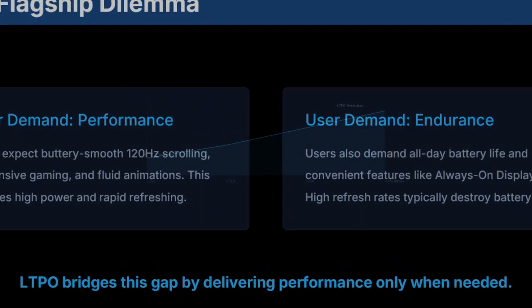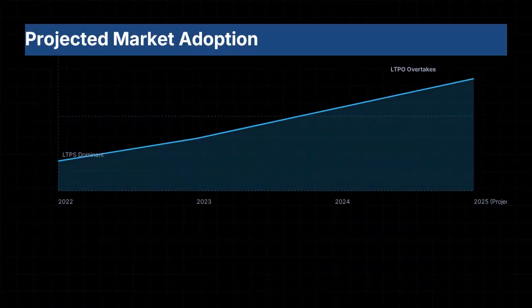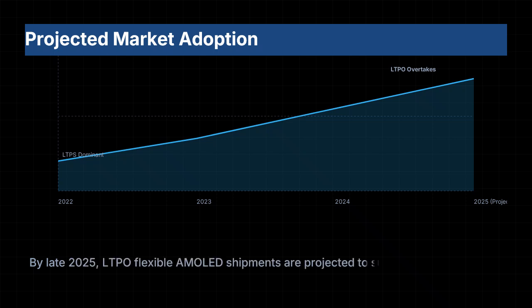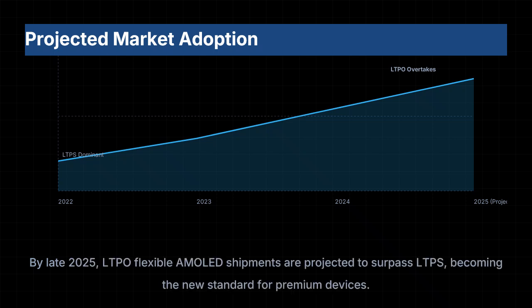Projected market adoption. Market trends confirm this is the direction the industry is moving. Our data shows a clear inflection point. As of 2022, LTPS was dominant, but by 2025, LTPO flexible AMOLED shipments are projected to not just catch up, but clearly surpass LTPS. The technology is rapidly moving from a niche feature in top-tier flagships to the new required standard for any premium device.